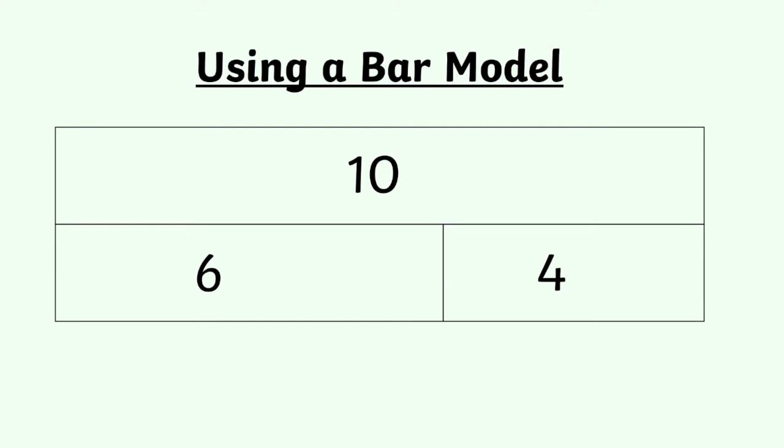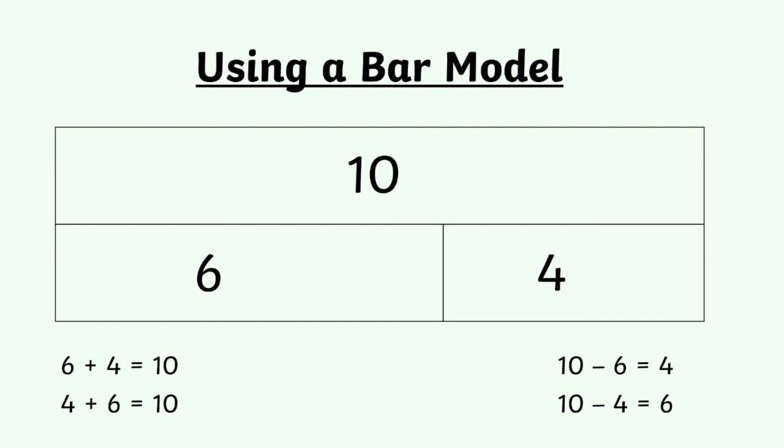And from this bar model, we can get some calculations. We could say that 6 and 4 make 10, 4 add 6 make 10, or we could think about some subtractions. 10 take away the 6 would leave us with just the 4 part, and 10 take away the 4 part would leave us with just the 6 part. So this is a really basic bar model, and it's just there to remind you of how a bar model works. But let's think about some slightly more complicated examples and think about how we can use this when we're solving problems.